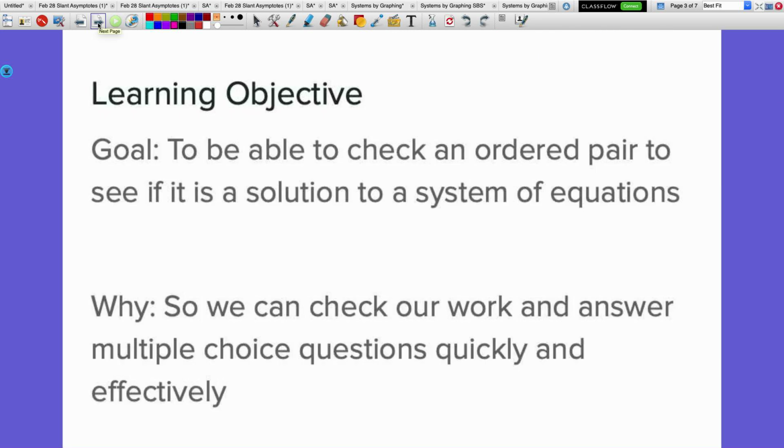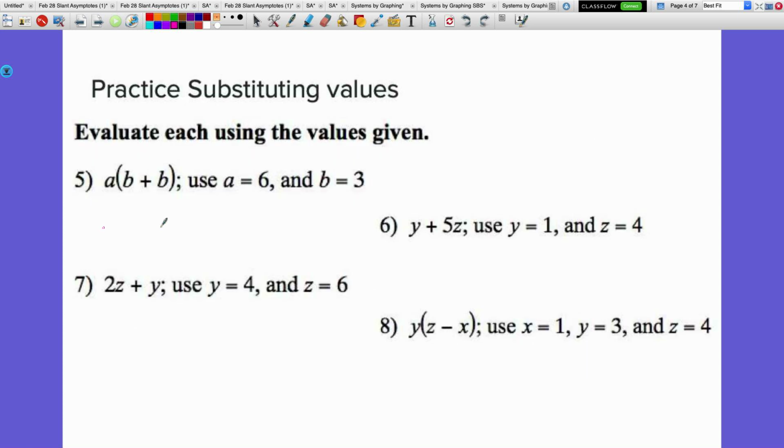Our goal today is to be able to check an ordered pair to see if it is the solution to a system of equations. Why are we doing this? So we can check our work and answer multiple choice questions quickly and effectively. So we need to go back to a semester 1 topic and practice substituting values. Again, I'll do the first 3 and leave the last one for you on this.